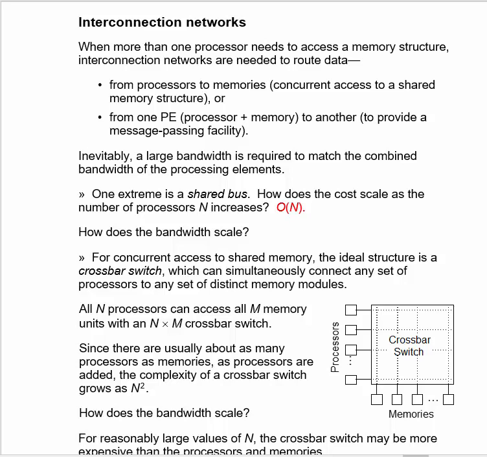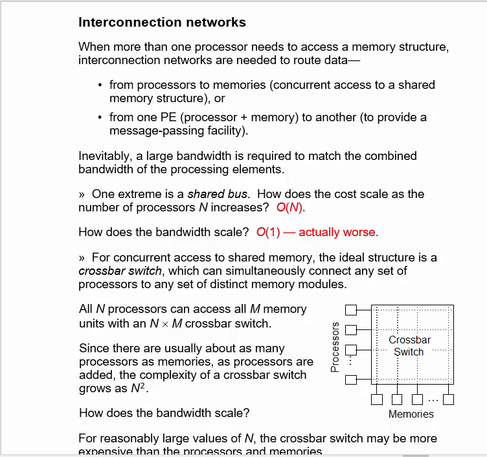But how does the bandwidth scale? Well, that's not very good at all because as more devices get on the same bus, there is more contention. In fact, it's worse than that because the contention means that the bus spends more and more time trying to arbitrate among the various requests and less time transferring data, so the bandwidth actually goes down.